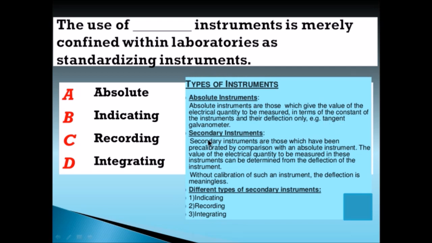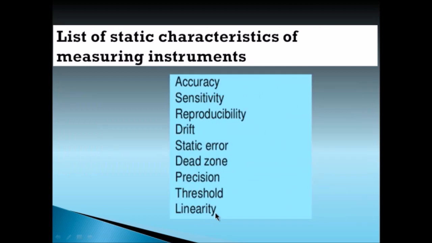For example, tangent galvanometer. Secondary instrument क्या होता है? So secondary instruments are those which have been pre-calibrated by the comparison with an absolute instrument. The value of the electrical quantity to be measured in this instrument can be determined from the deflection of the instrument. And there are different types of secondary instrument like indicating, recording and integrating.